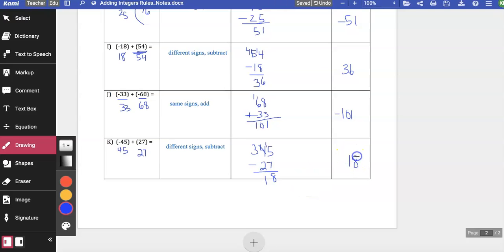Then I have to go back and decide, do I have more positives or more negatives? Well, I have 45 negatives and only 27 positives. So I have more negatives than positives, so the answer is negative.